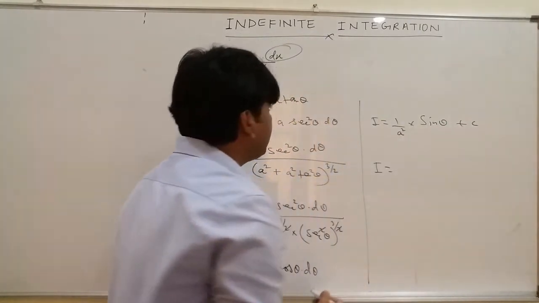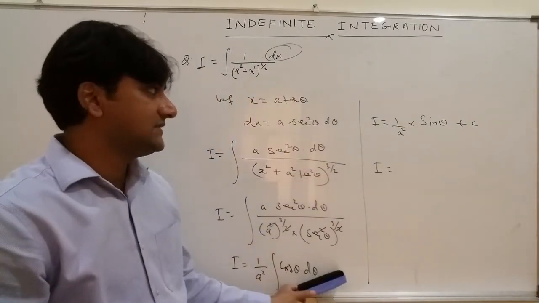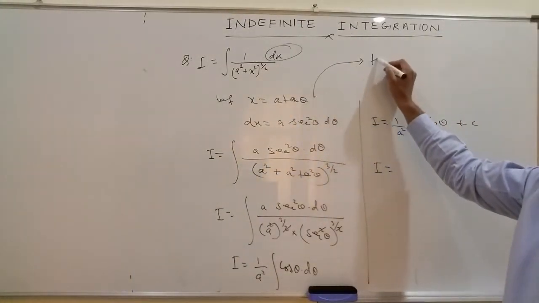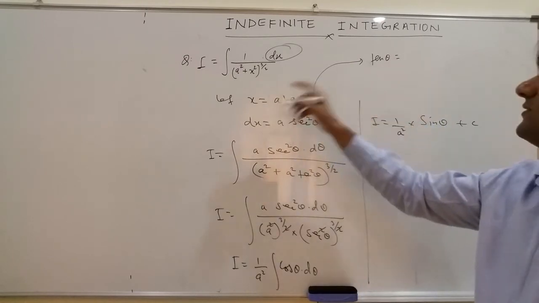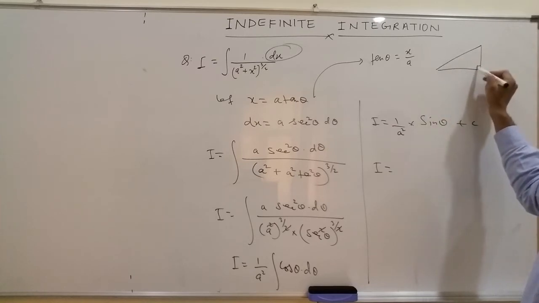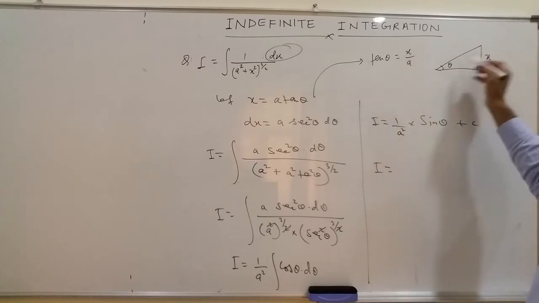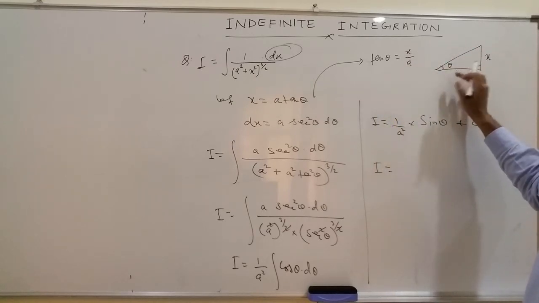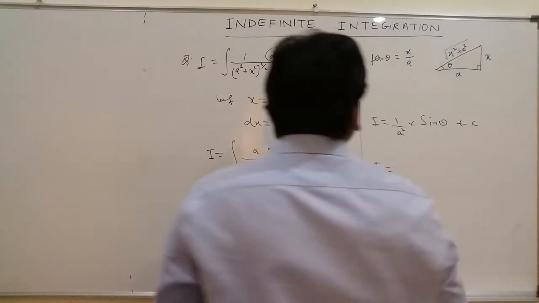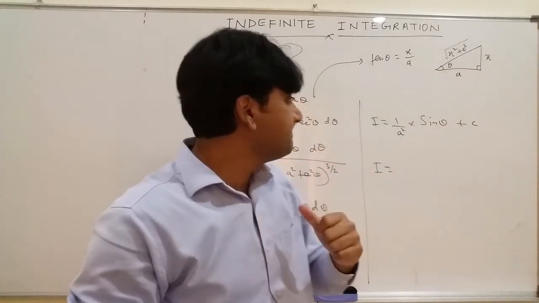Now we have to replace this sin theta in terms of x. How? Let us understand. This is very important. This tan theta I can write as x over a. Okay, so this is theta, this is perpendicular, this is base, then hypotenuse would be root of x square plus a square, right?